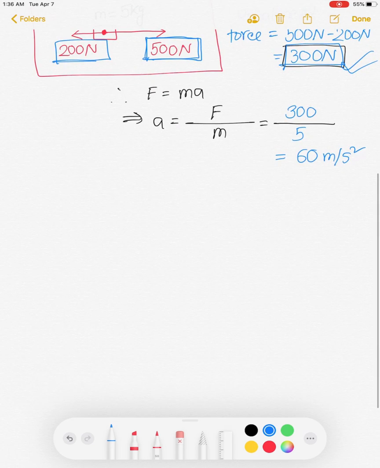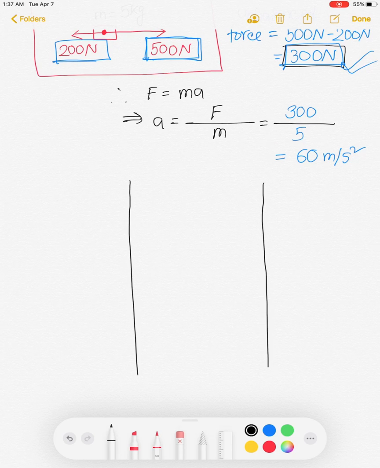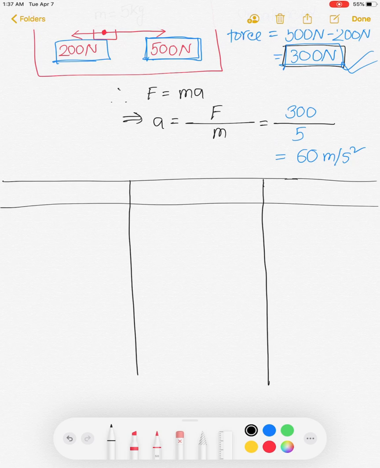Now for this relationship we had some graphs. I hope you remember, F equals ma. For this, let's make three separate columns, okay? For the three columns we will have three different constant values. For the first column, F equals ma, we will keep the mass constant.